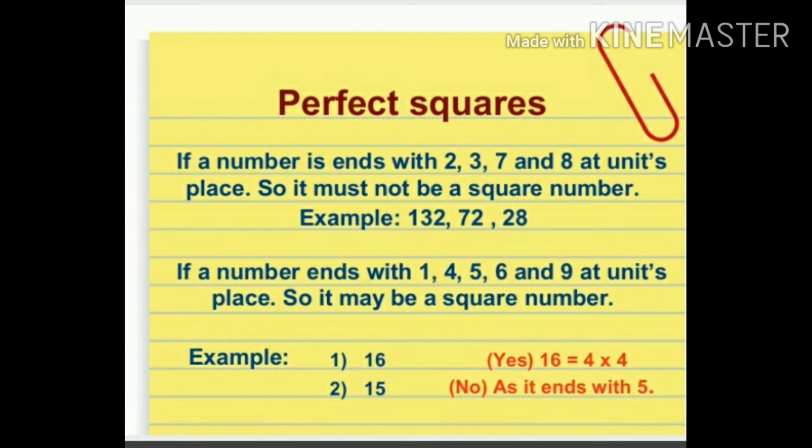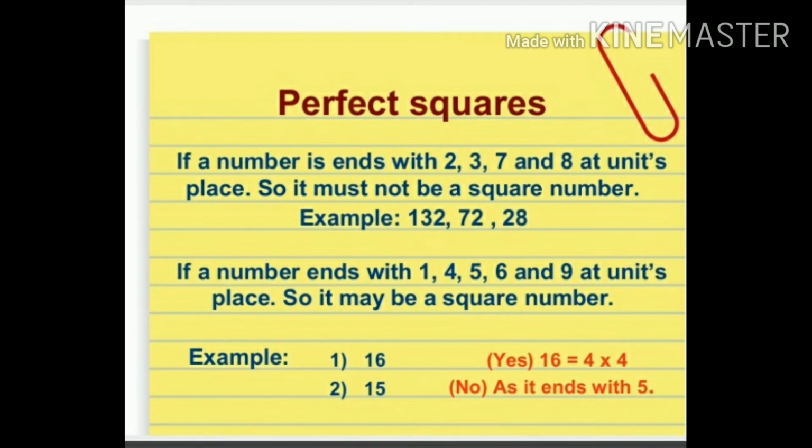If a number ends with 1 or 4 or 5 or 6 or 9 at the units place, then it may be a square. Dear students, I have given two examples here. One is 16, another one is 15. Yes, 16 is a perfect square because we can multiply 4 two times, then we get 16. But 15 is not a perfect square because it ends with 5.